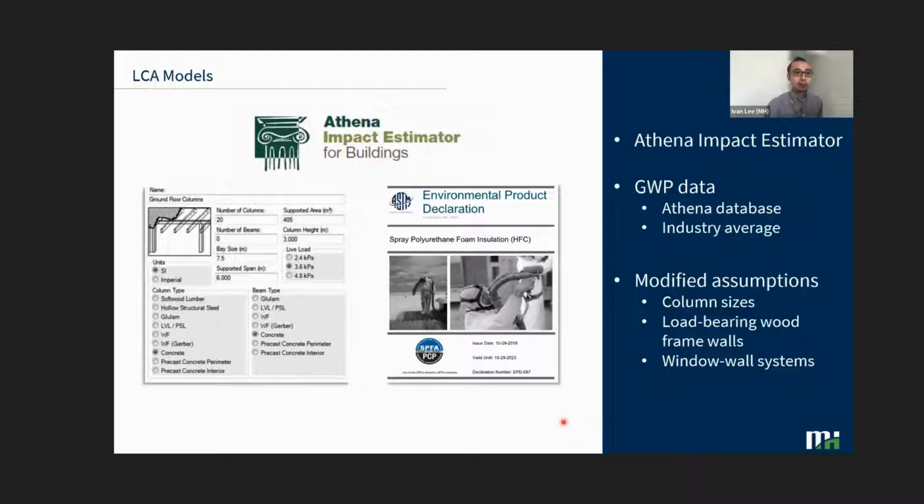As far as the LCA models themselves, they were all developed with the Athena Impact Estimator. So with that, we made use of some of their GWP data that are already built in, but we also supplemented it with different EPD data. Even though we used Athena models, we did not pull models or values straight out of the models. We actually had to make some adjustments to align it with what we see in terms of construction that's currently out in the field.